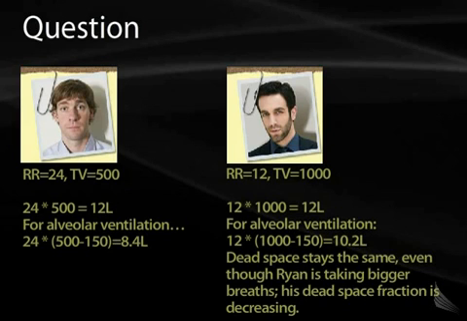His minute volume is going to be the same, 12 liters, but his alveolar minute ventilation is actually going to be higher. It's going to be 12 times 850, or about 10.2 liters. His dead space stays the same, so he's taking more efficient, deeper breaths. His dead space fraction is actually decreasing with each breath. Now, in truth, when we exercise, we increase our respiratory rate, we increase our tidal volume, and not only that, we actually decrease our amount of dead space because more alveoli get perfused.